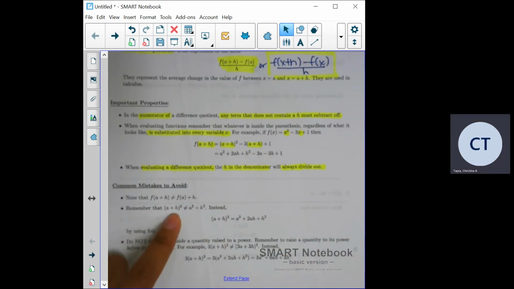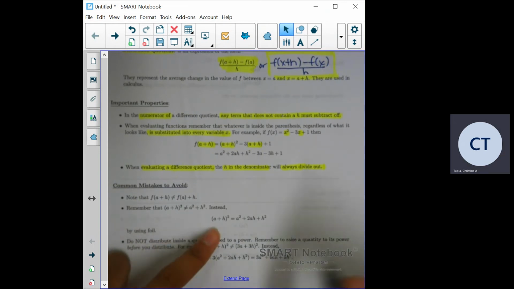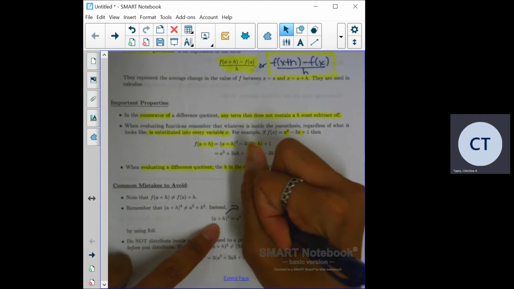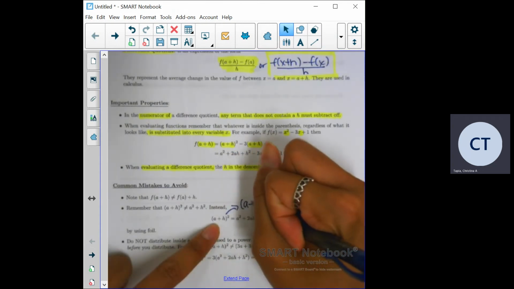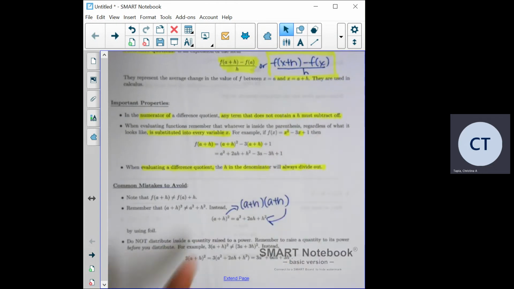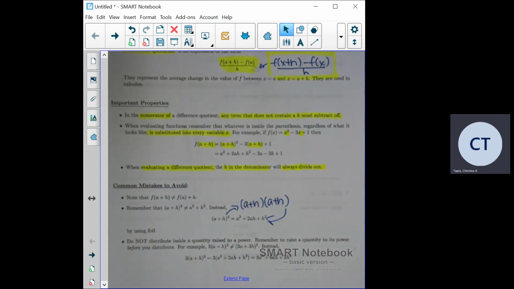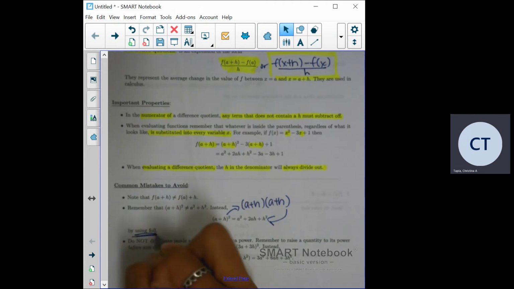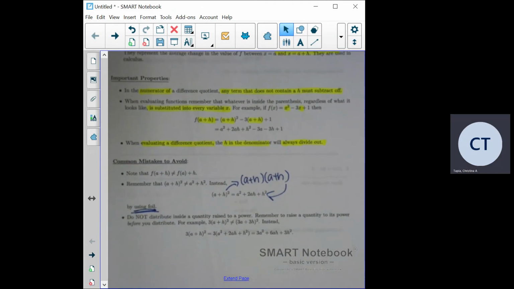I also want you to remember that when you're squaring a binomial, you can't just distribute that square and say that you're done. Whenever you have a binomial that's being squared, you're going to have to rewrite it as a plus h times a plus h in order to get your trinomial. You have to do that every single time. I cannot stress that enough. And the way that you simplify this is using FOIL. Not aluminum foil, but the method.